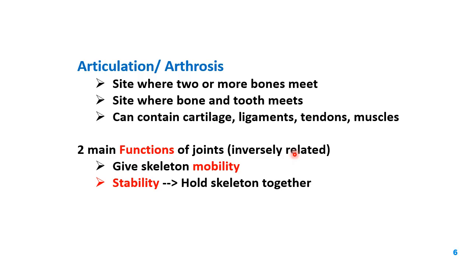So we're going to distinguish and also identify the strange names that go with these joints. Sorry, not my fault, but we try to make it as simple as possible. Again, here is the idea that when you have a very mobile joint, you're going to have less stability. So the more mobile the joint, the less stable it is.